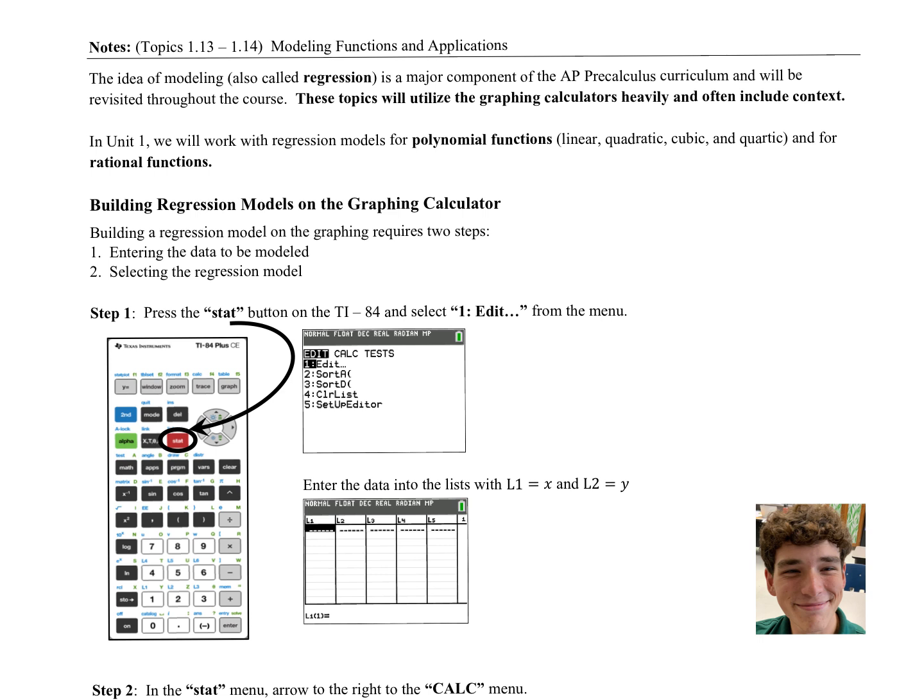Find your stat button on your calculator. We're going to press it, and then we're going to press in the edit menu. All right. So now you enter in your data into those lists. The X goes with L1, and then the Y value, your outputs go with L2.